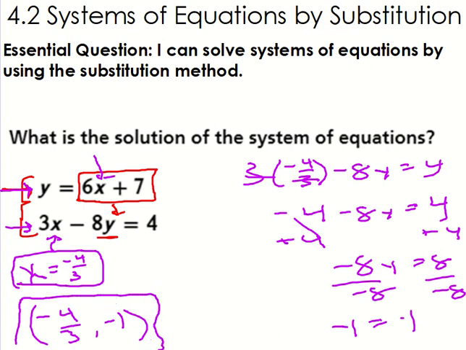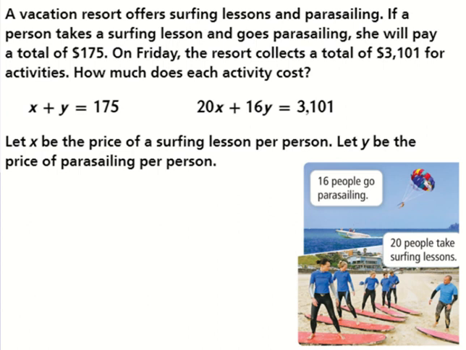So let's look at some more examples. So here's a word problem. It already gave you the system, but let's talk about how they came up with this system of equations in this particular word problem. If a person takes a surfing lesson and goes parasailing, they pay a total of $175. So if they do one of each, they pay a total of $175. So if I add up the total cost, I'm going to pay $175 total.